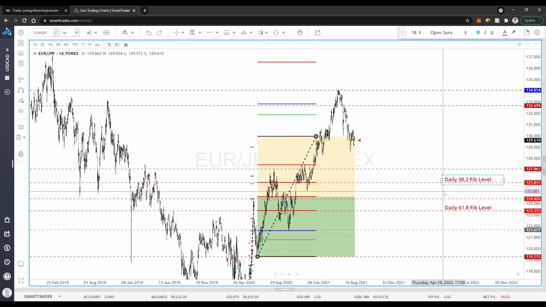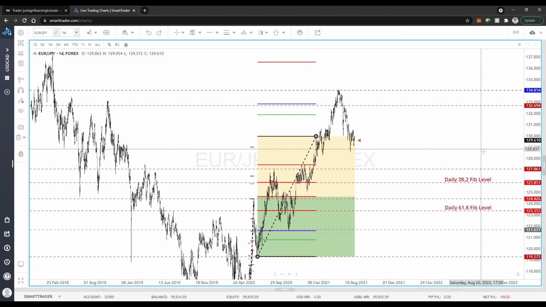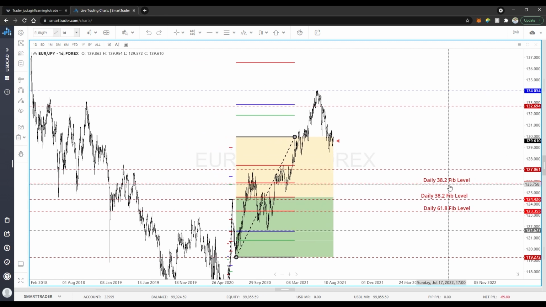Hey, Smart Trader, if you're watching, y'all should make it so that people can put text on the trend line. That would be amazing and helpful in the analysis.